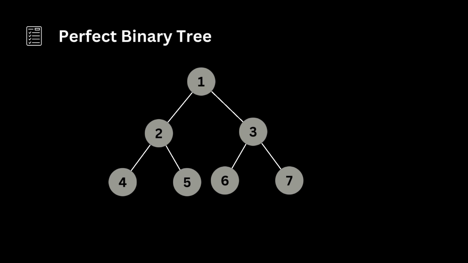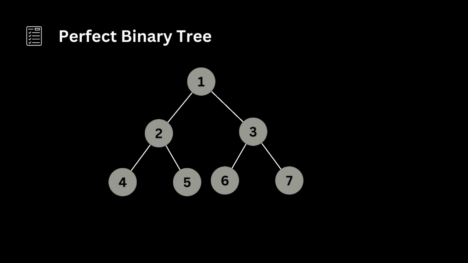In a perfect binary tree, every non-leaf node has exactly two children. All leaf nodes are at the same depth or level. All nodes are fully filled at every level. A perfect binary tree is also a complete binary tree, but not all complete binary trees are perfect.